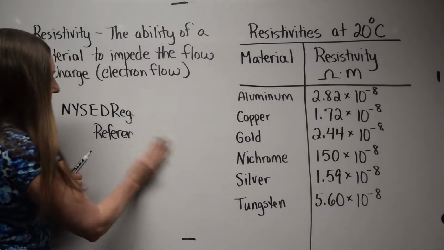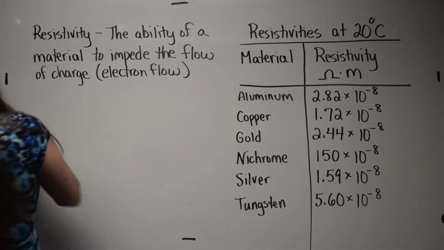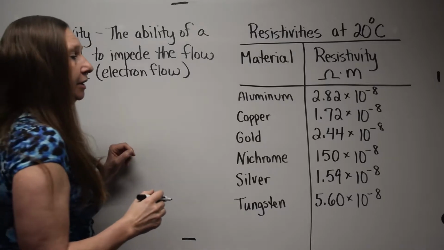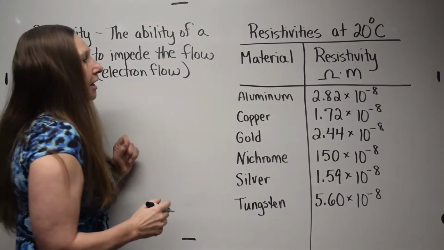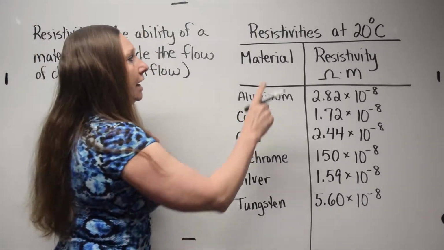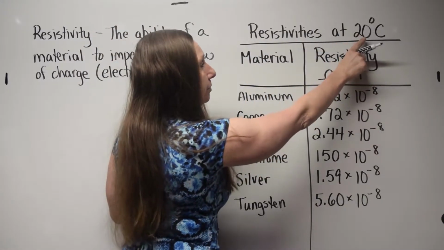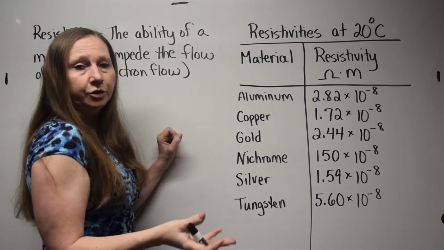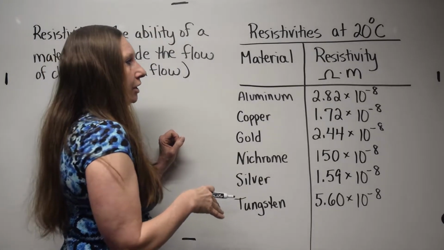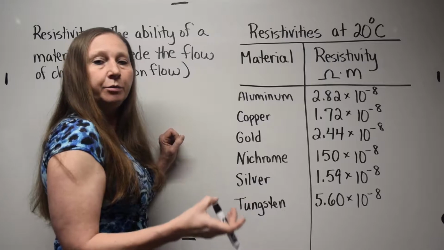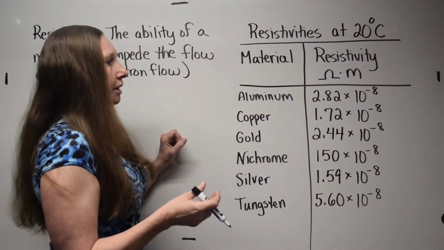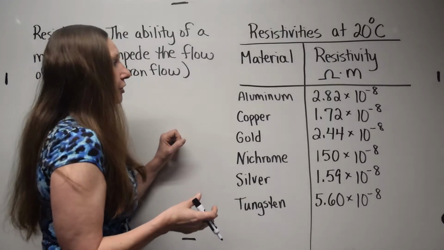All right, so again, download this chart, which I've copied here from that website. Now, notice that the resistivities were calculated, or measured, I should say, at a specific temperature. So if you change the temperature, the resistivity is going to change. Generally speaking, when the temperature increases, the resistivity of materials tends to increase.